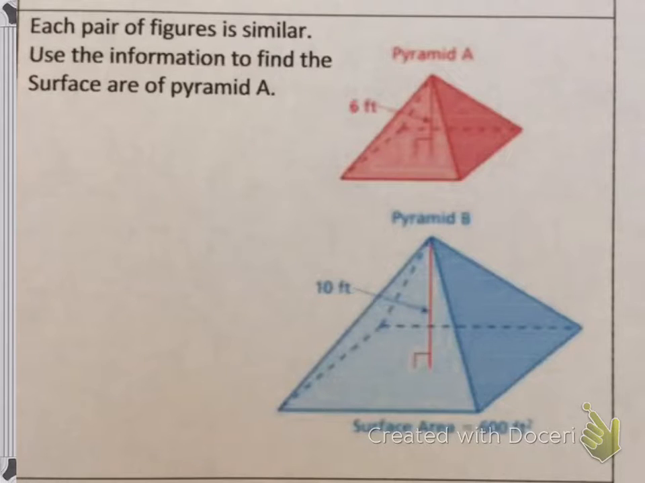Okay, again, we're told here that we have a similar set of pyramids. It says, in this similar set of pyramids, use the information to find the surface area of Pyramid A. Now, if you remember at the top of your note-taking guide, it has a little hint there about how if you're going from the scale factor to a surface area, you're going to have to square that scale factor. And if you're going to use that scale factor to get to volume, you're going to have to cube that scale factor.